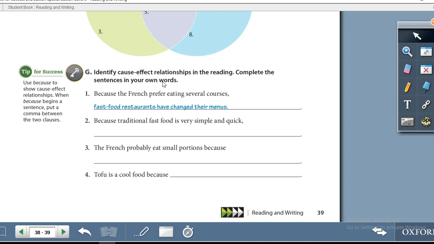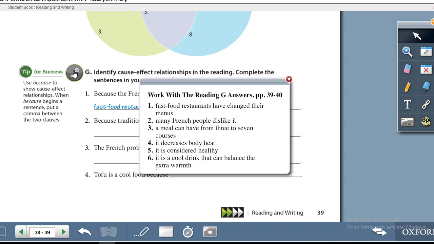So let's look at number 1, which is the cause, right? The cause is number 1, because the French prefer eating several courses. Effect, fast food restaurants have changed their menus, right? Once again, this may be a little difficult for some students, right? So I would suggest you try answering number 2 and then have a look at the answer key, right?